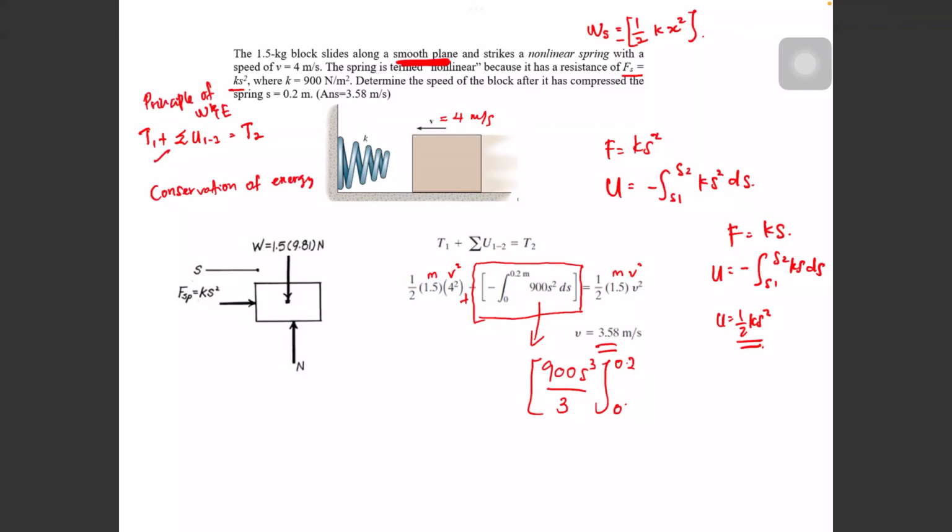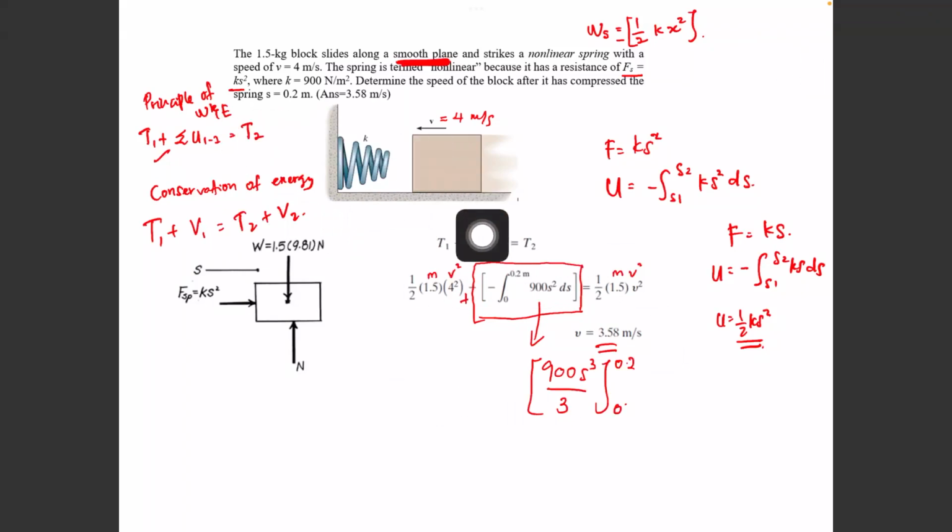Okay. This one, if you remember, we have T1 plus V1 is equals to T2 plus V2. Where T is kinetic energy and V is potential energy due to gravity and also due to spring. Only use conservation of energy when there is no friction. So when there is no friction like this one, you can use conservation of energy.